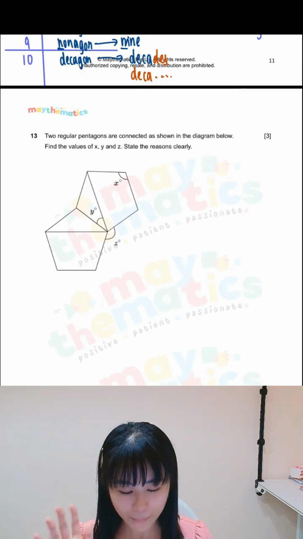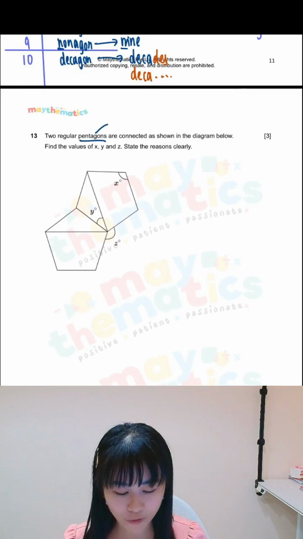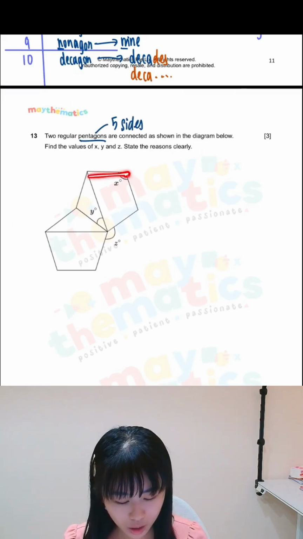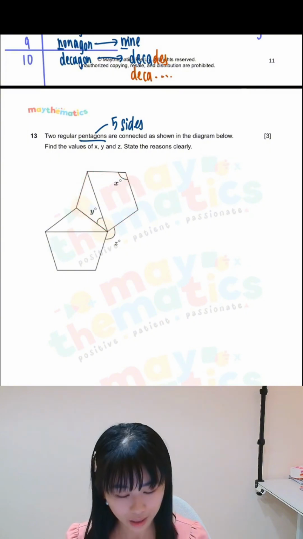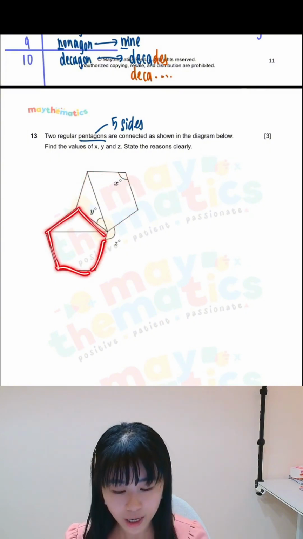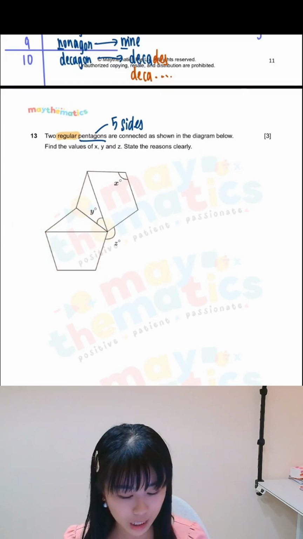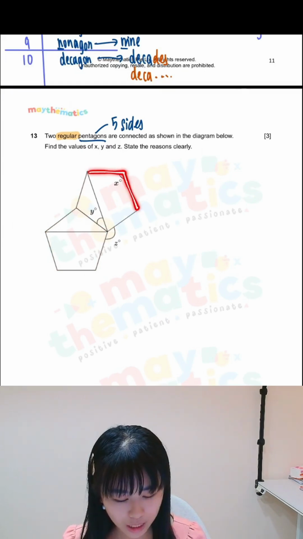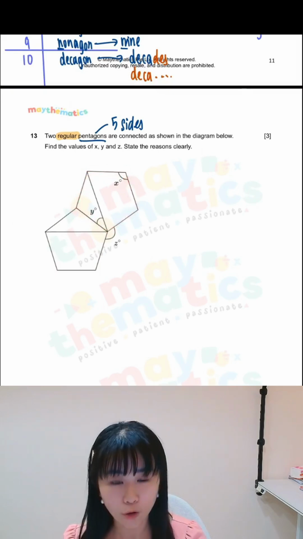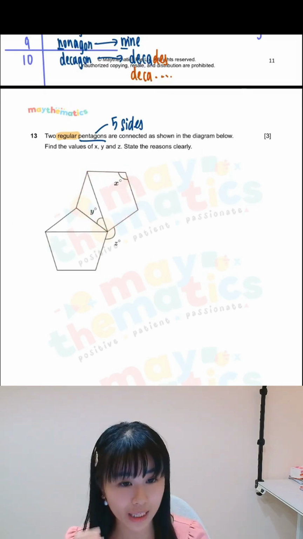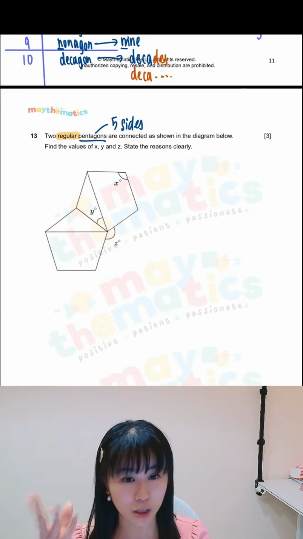2 regular pentagons are connected as shown in the diagram below. Now, pentagon just now we know is 5 sides. You check 1, 2, 3, 4, 5. Now, the keyword they give you is regular. Regular means all the sides are equal. So this side is equal to this side, equal to this side, equal to this side, equal to this side. Write the symbol down so that you can identify any hidden isosceles triangle.